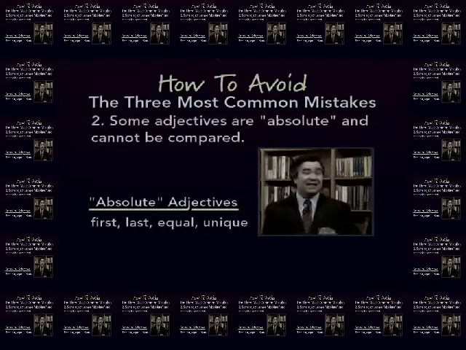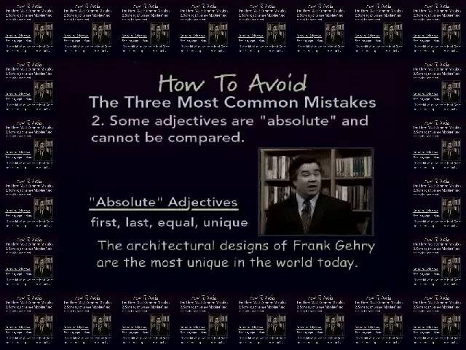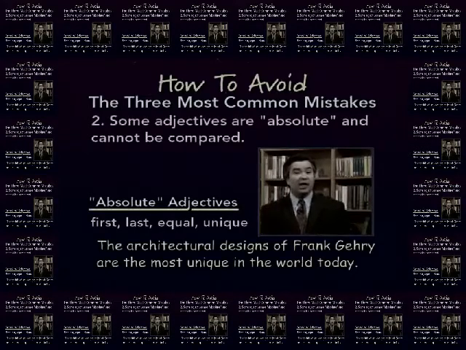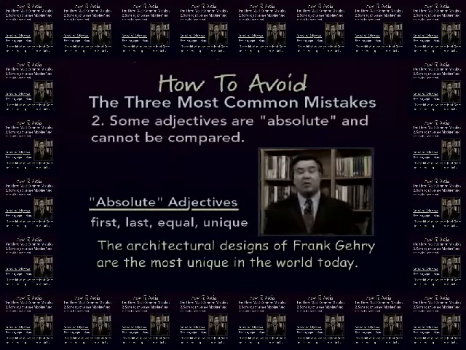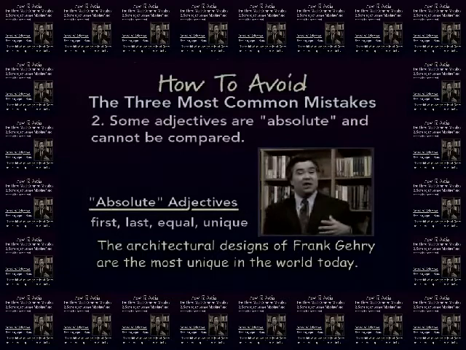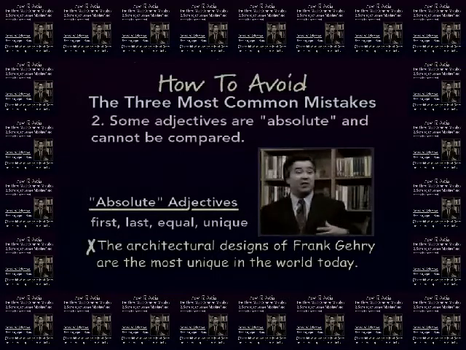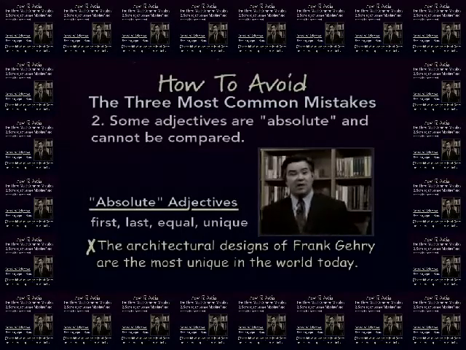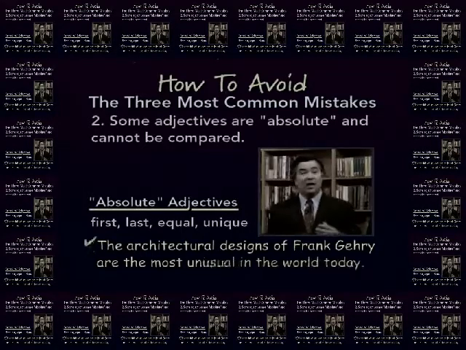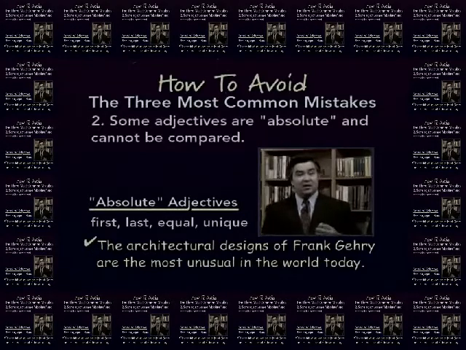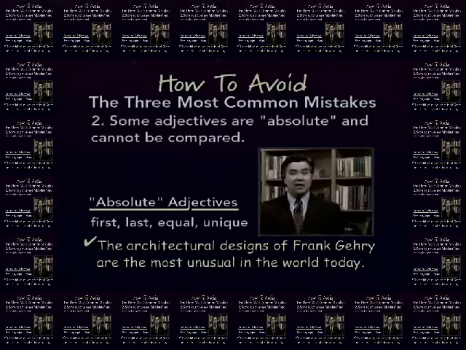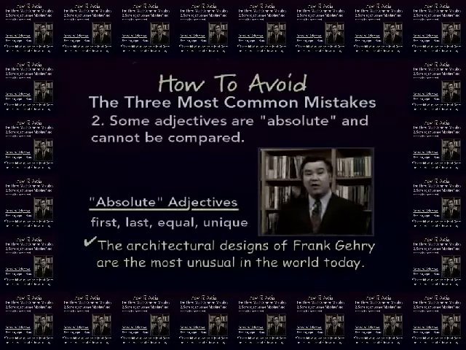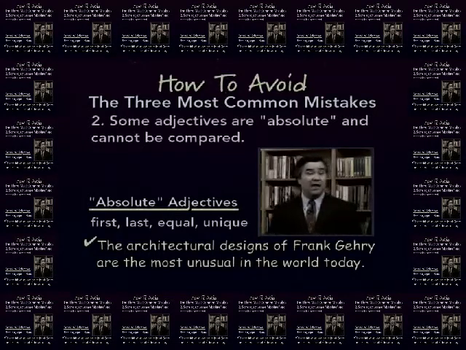So you might often see a sentence like this one. The architectural designs of Frank Gehry are the most unique in the world today. This is really wrong because it is creating the superlative degree of the adjective unique, which should be considered absolute and therefore not comparable. You could make this sentence correct by changing the word unique to a word like unusual or distinctive. So the sentence would be correct if it read, the architectural designs of Frank Gehry are the most unusual in the world today.